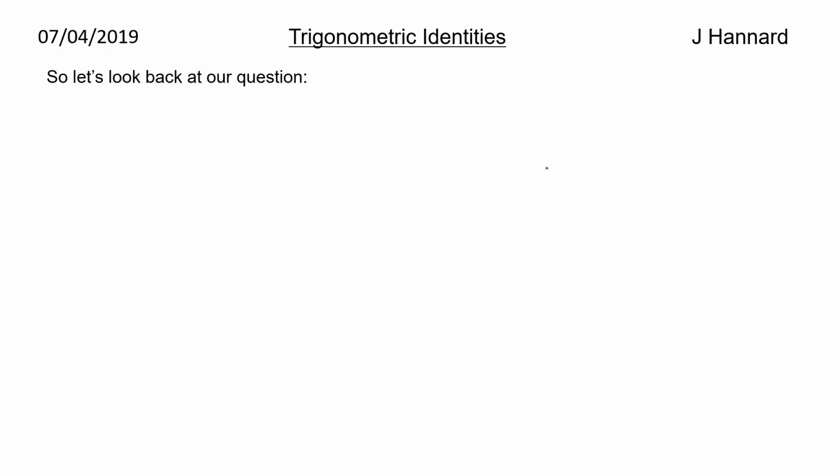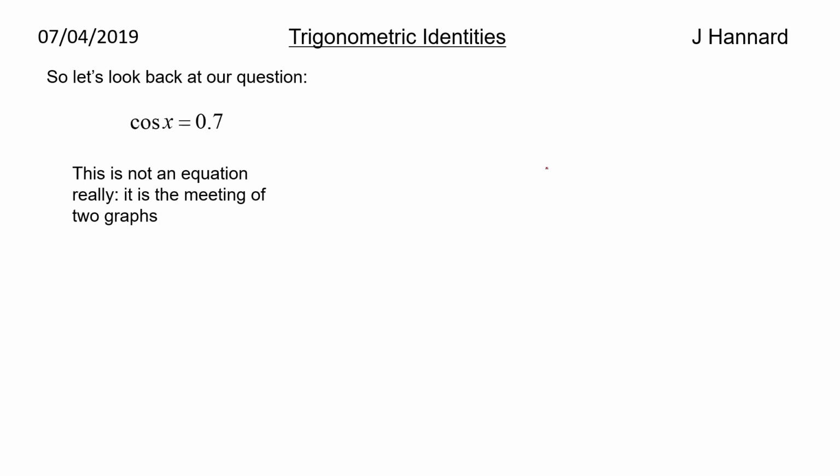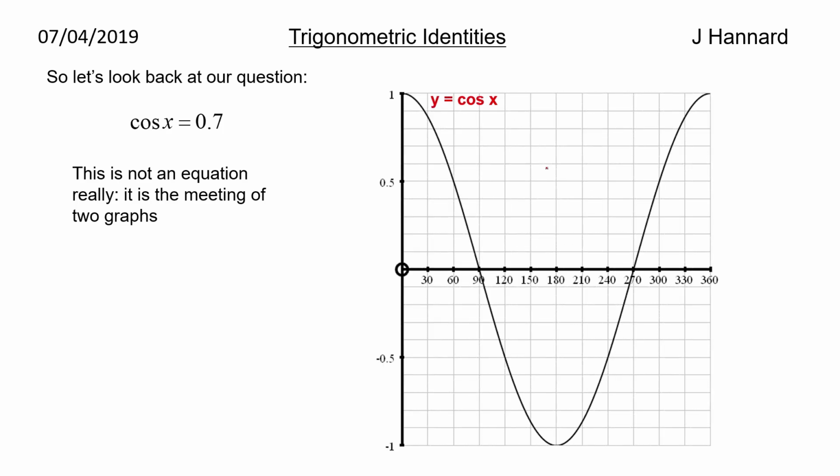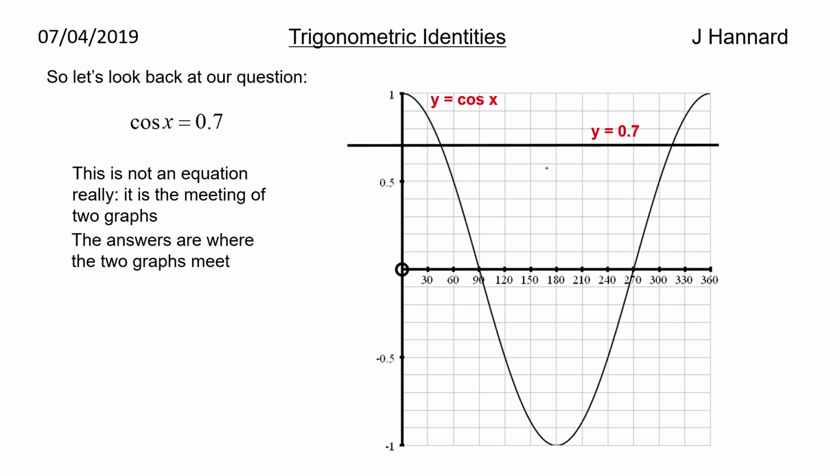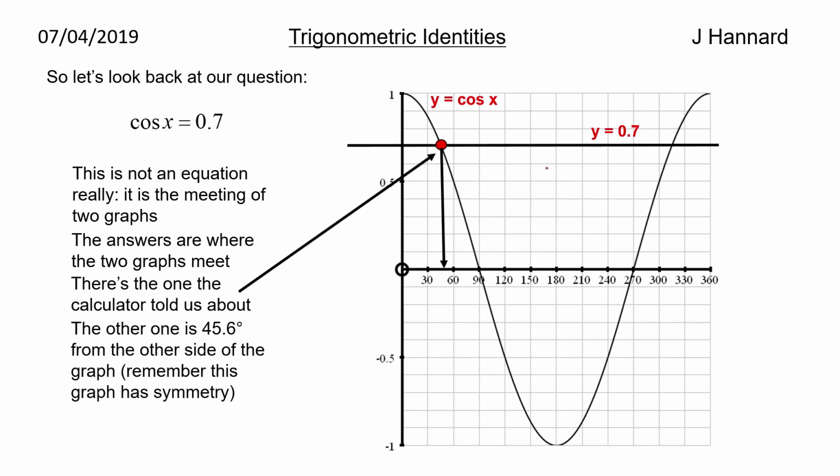So let's look back at the question. Cos x equals 0.7. That's not really an equation, it's the meeting of two graphs. So we've got the line y equals cos x, and the line y equals 0.7. As you can see, there are two answers within this range. The answers are where the two graphs meet, and there's the one that the calculator told us about, the 45.6.